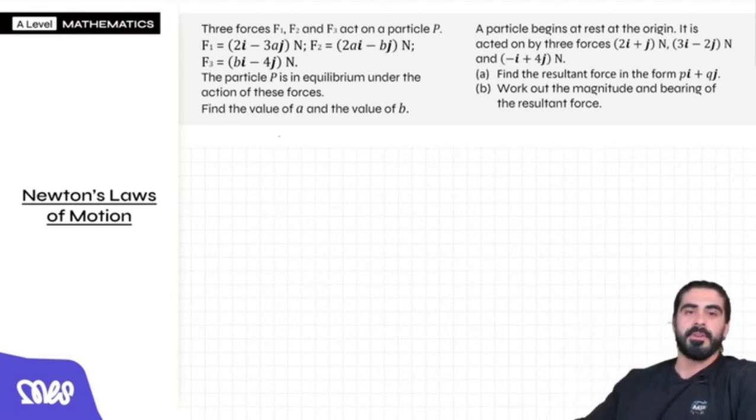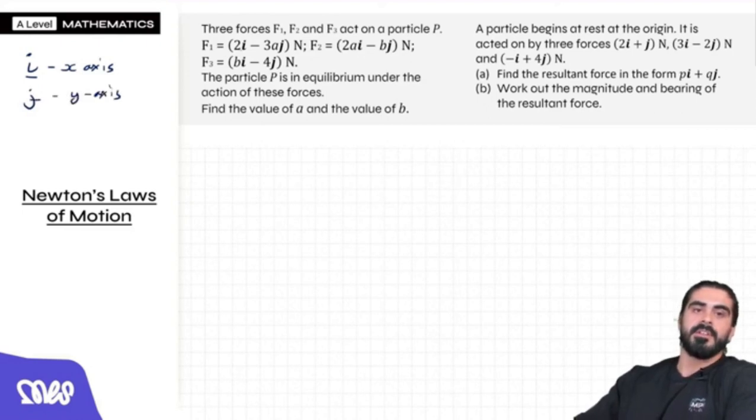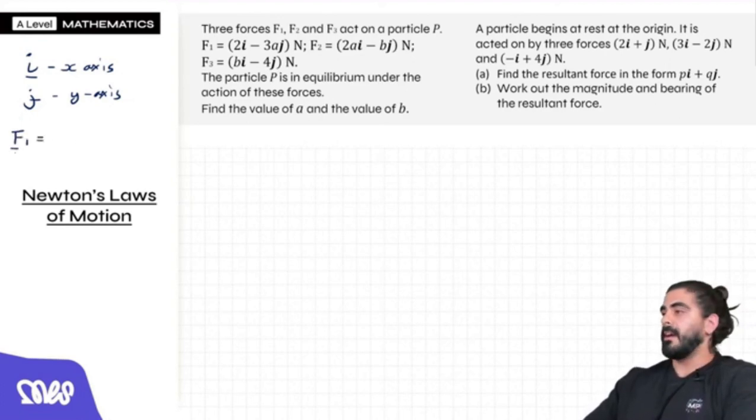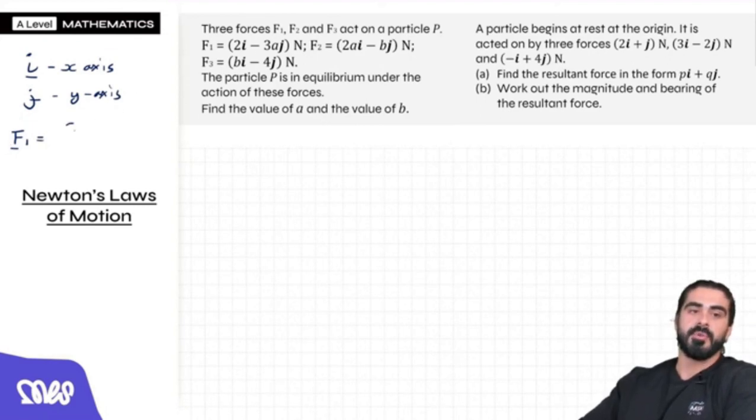So 3 forces, F1, F2, and F3 act on a particle P. F1 equals 2i minus 3aj. So now you might be thinking, what does i and j mean? i just essentially means x-axis, and j means y-axis. So this F1, I'm just writing on the side for now. And if I underline my letters, it means I'm talking about a vector. So 2i means that it's 2 on the x-axis, minus 3aj means minus 3a on the y-axis.